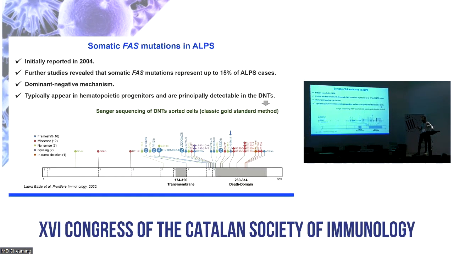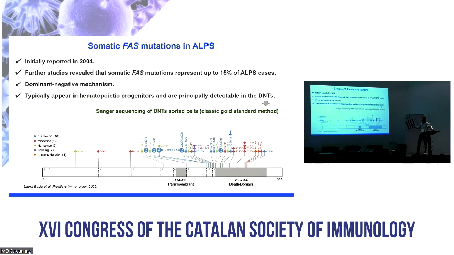And the second most common cause of ALPS is somatic mutations in FAS. So not germline, but somatic. You know that somatic mutations arise after zygote formation, during embryogenesis or during postnatal life. And these somatic mutations account for up to 50% of ALPS cases. Most of these mutations, almost all, are intracellular, in the death domain or other intracellular parts of the protein.